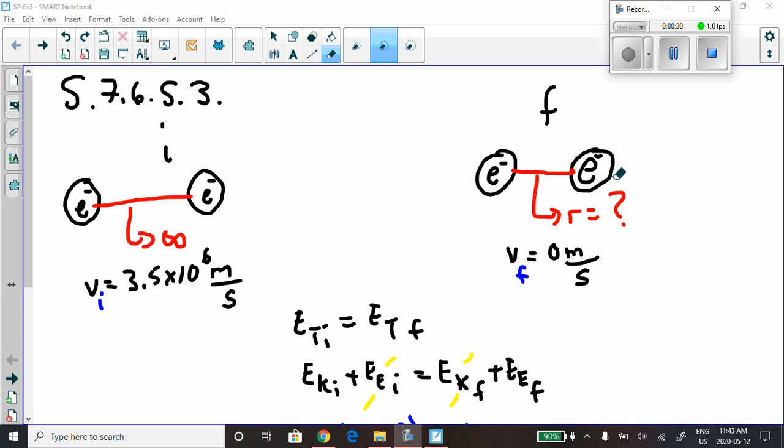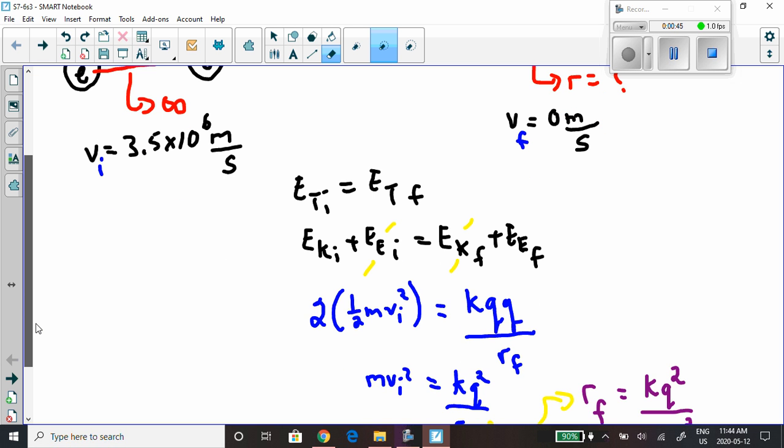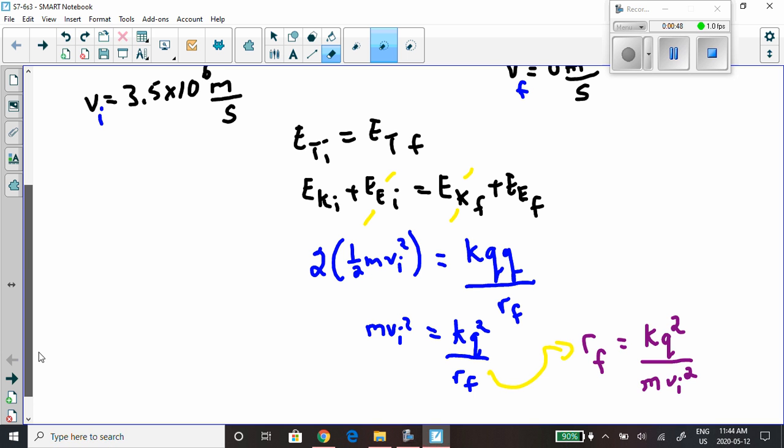Then what happens is they're going to start to approach each other. They're going to get closer and closer and closer. But they're going to get to a point where the repulsion is so strong that they'll stop. And we want to find out how far apart they are from each other when they stop. So once again, we're going to use the law of conservation of energy to figure this out.